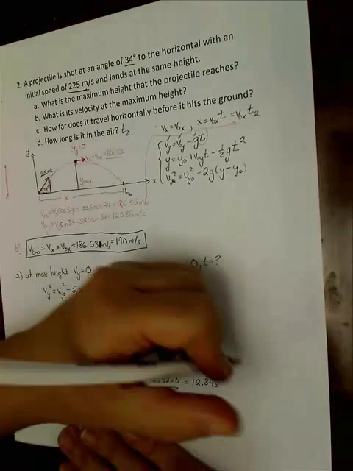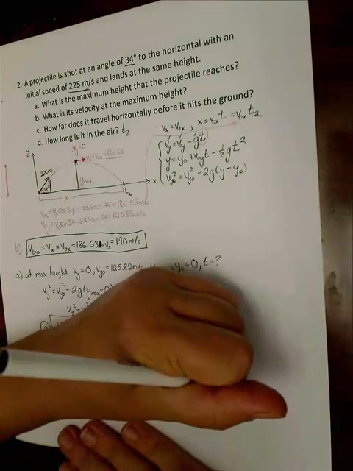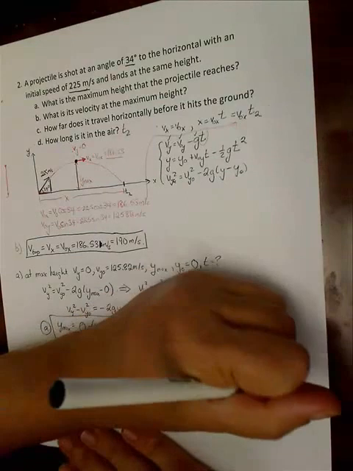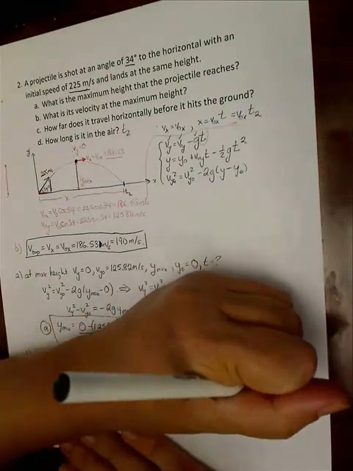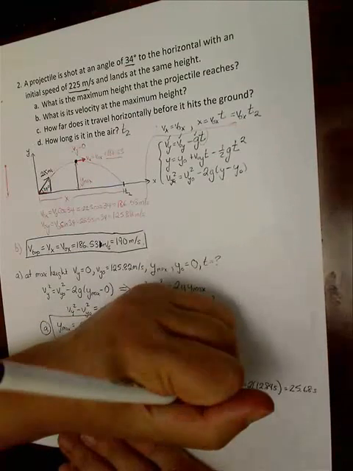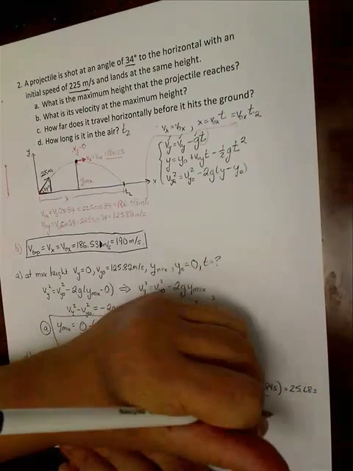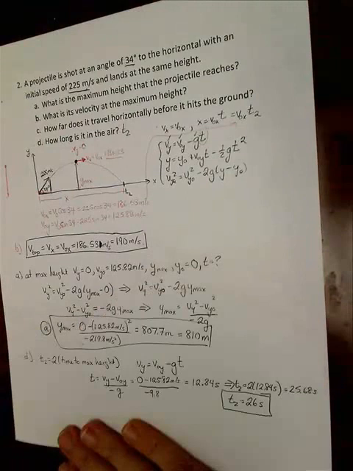Okay, so that means that T2 is equal to twice that, which is equal to 25.68 seconds. And rounding, that's 26 seconds. Okay, so that's my answer for part D.